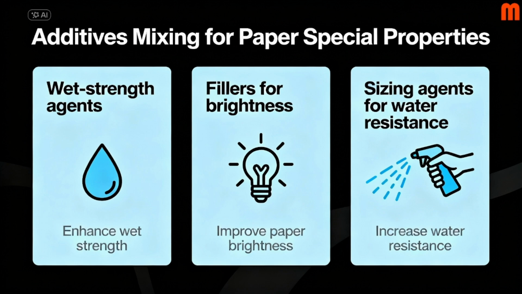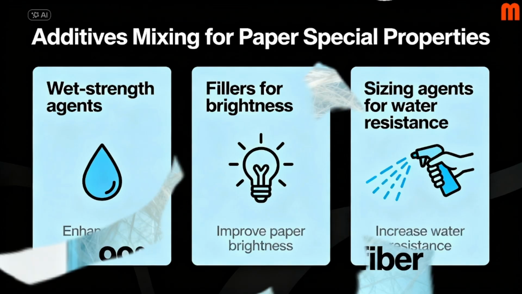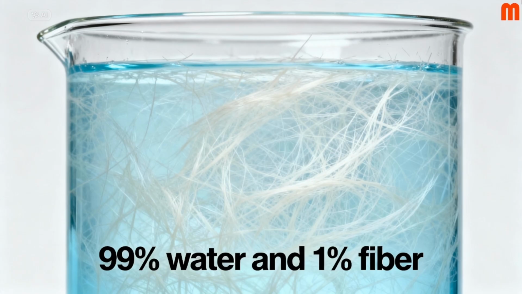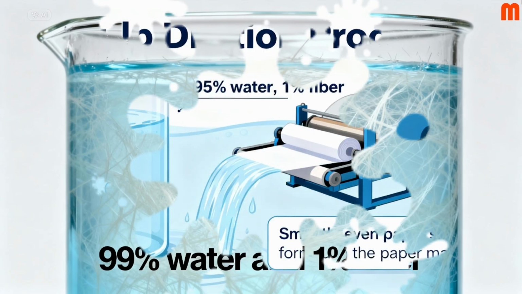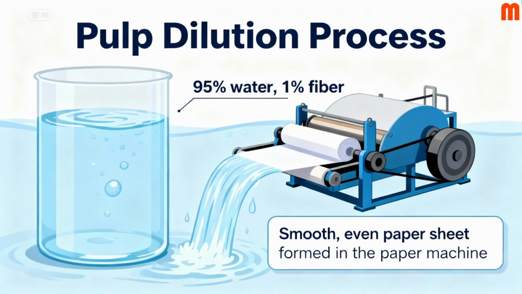Additives mixing. To give paper special properties, chemicals may be added. Wet strength agents. Fillers for brightness. Sizing agents for water resistance. Dilution. The pulp is diluted to a very thin mixture, often 99% water and 1% fiber. This watery mixture ensures a smooth, even paper sheet once it reaches the paper machine.